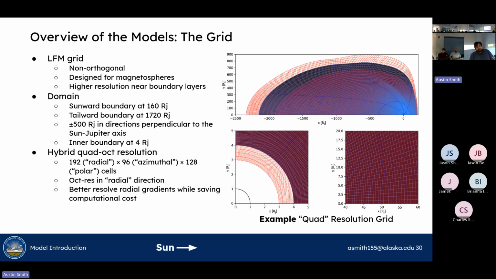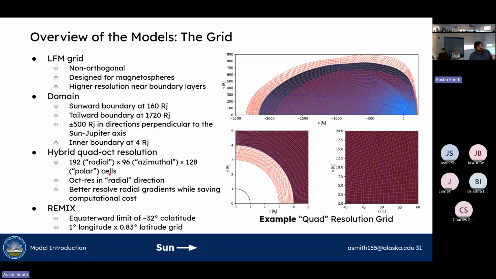And I'm also using this hybrid quad oct resolution because there are these strong radial density gradients from the internal plasma source. In order to better resolve those while saving on computational costs, I basically doubled the resolution, making a quad grid into an oct grid in the radial direction, because it's not orthogonal, it's not quite radial. But that has been a nice way to better resolve those radial gradients.